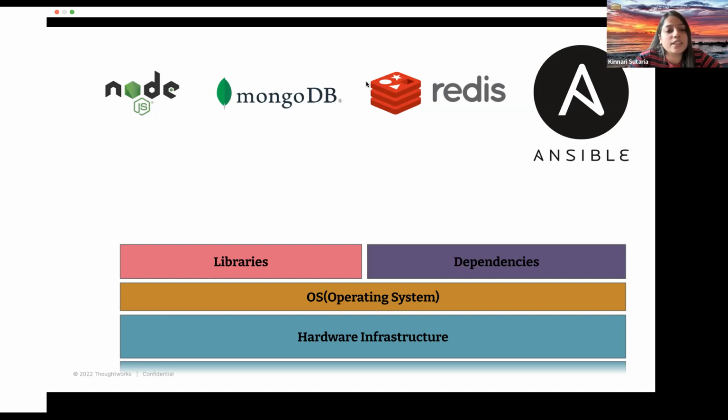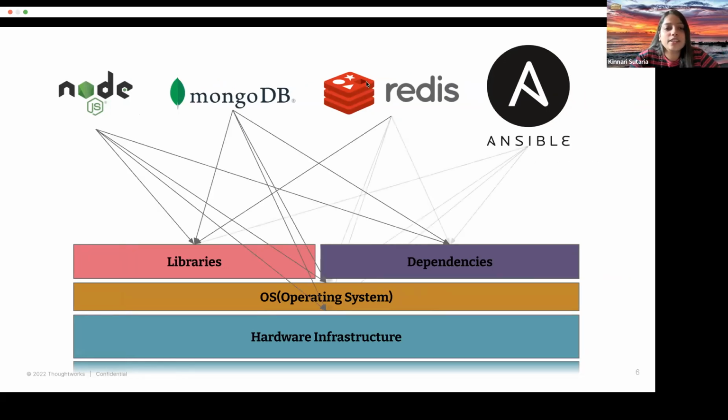Secondly, we had to check the compatibility between these services and the libraries and dependencies on the OS. We've had issues where one service requires one version of a dependent library, whereas another service requires another version of the dependent library. A lot of chaos, right? As you can see, Node.js, MongoDB, Redis, Ansible, all of these use different libraries and dependencies, and the OS. So they have to be compatible with each other and with the libraries, dependencies, and the OS as well.